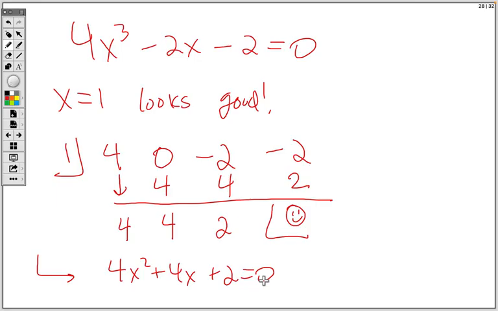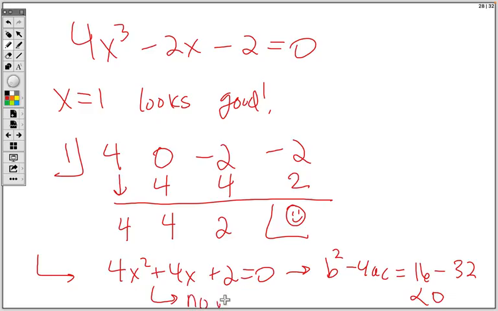Now, based on the graph of the polynomial, it didn't appear as if we had any other solutions. So let's just check here with my b squared minus 4ac discriminant. That would be b squared, which is 16, minus 4 times 4 is 16 times 2 is 32. That's going to be less than 0. So that means that this quadratic doesn't give you any real solutions, which means the only solution we get is x equals 1. Okay? So that's the algebra happening back here.